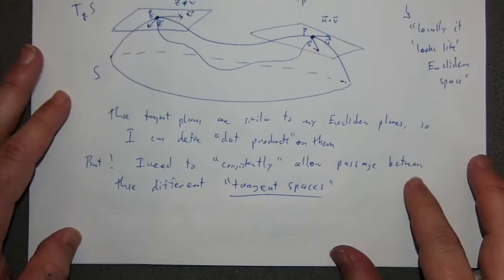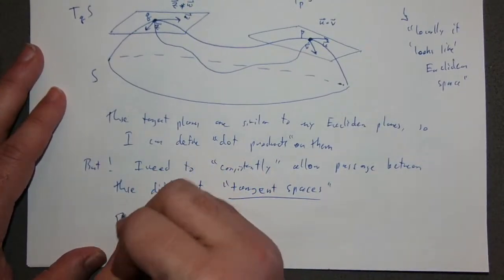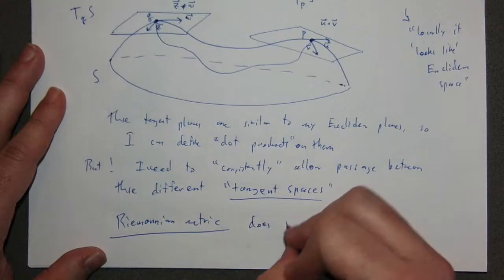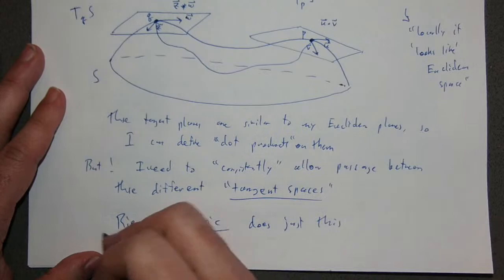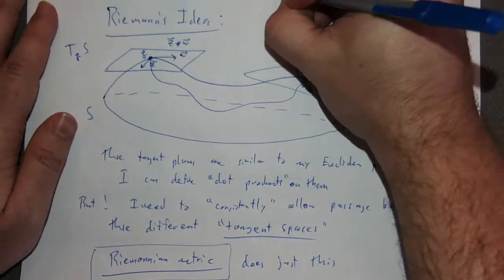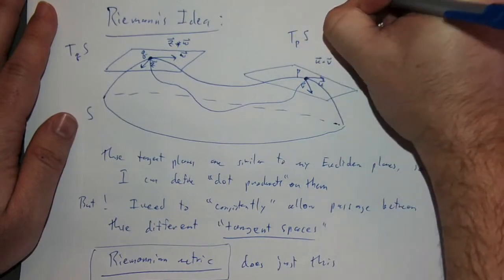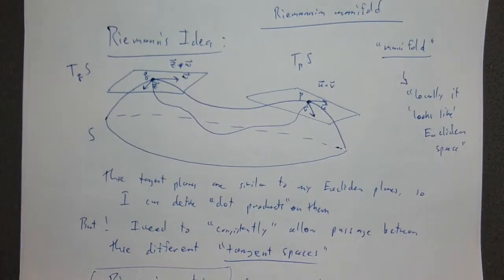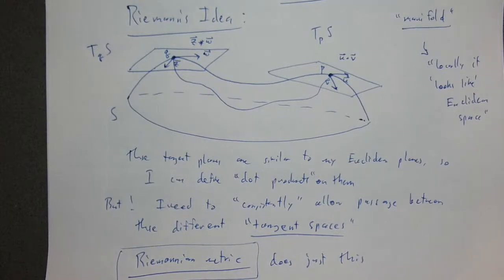Okay, this is codified in a concept known as a Riemannian metric. This is what the Riemannian metric does. So the Riemannian metric does just this. And a manifold equipped with a Riemannian metric is called a Riemannian manifold. And this is the central object of study in Riemannian geometry, which is your stepping stone, your starting point to differential geometry in general. Okay, I went over a little bit too long, but that gives pretty much the full description of what's going on here, in as quick a way as possible.